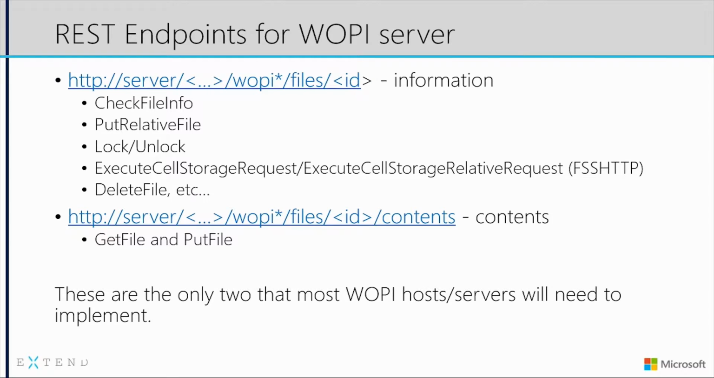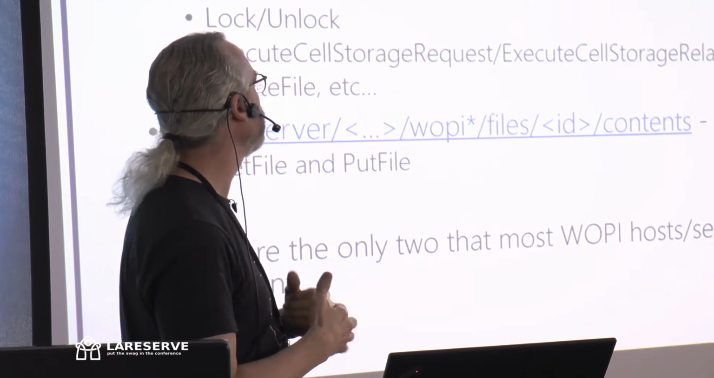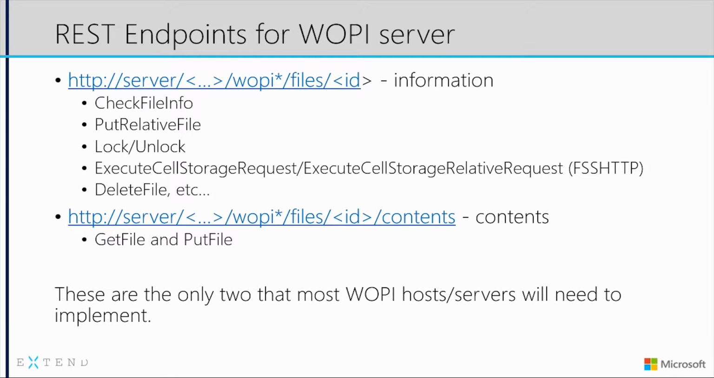Okay, and then here are the endpoints. These are the basic operations that WOPI hosts will be asked to do by the Office Online server. Check file info gets information about a file. Put relative file is how a file is copied or moved from one place to another. Locking and unlocking are the semantics used for causing or allowing multi-user edits and co-authoring.